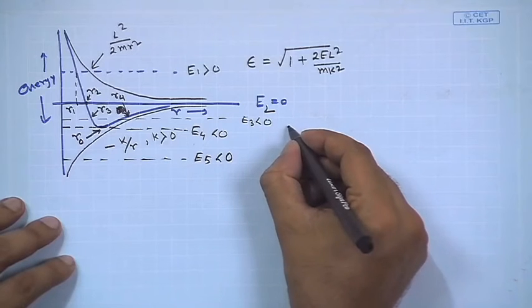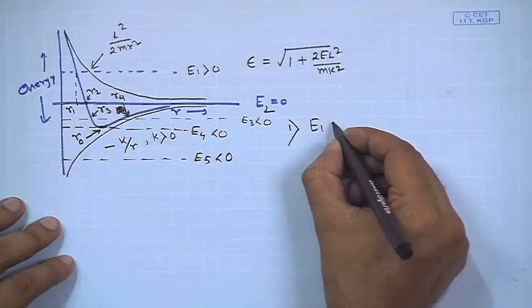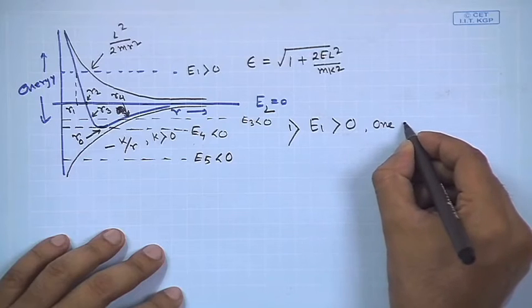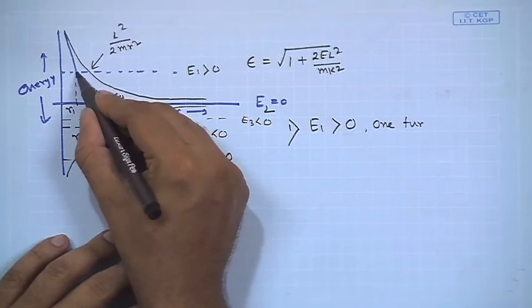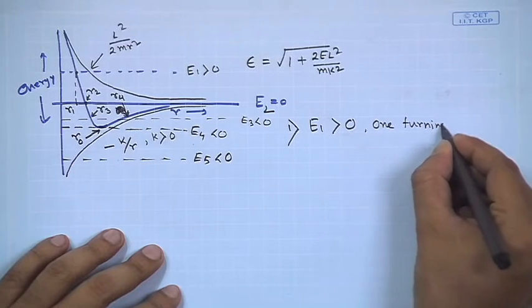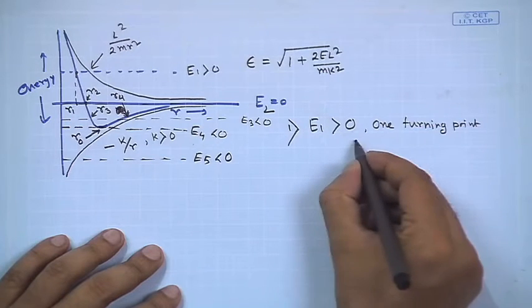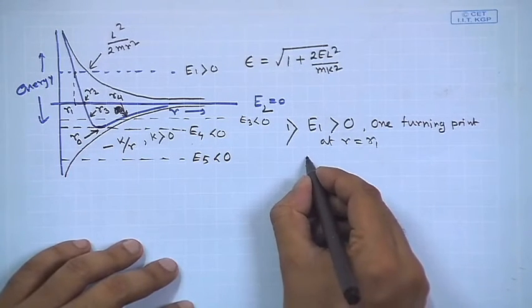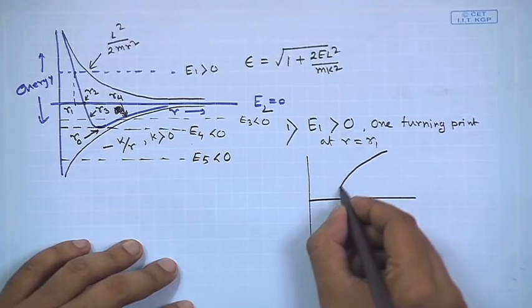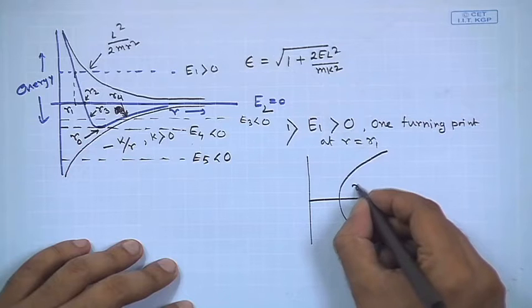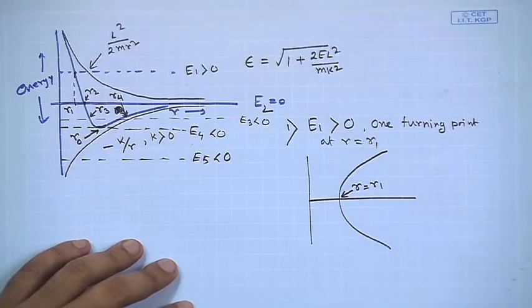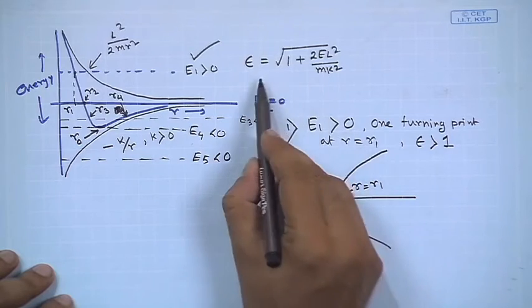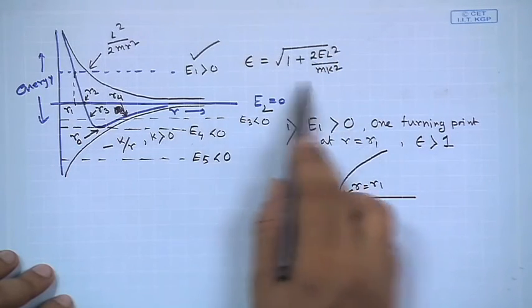So, let us take it case by case. Case 1, when the particle comes with an energy E1 greater than 0. So, we have one intercept, one turning point I would call it, because this is a turning point as we have discussed in the last class. Okay. Turning point at R equal to R1. So, the orbit looks like this. This R is equal to R1 at this particular point. So, this is this case, and eccentricity epsilon greater than 1. As we can see from this particular expression, if E is greater than 0, then epsilon has to be greater than 1.